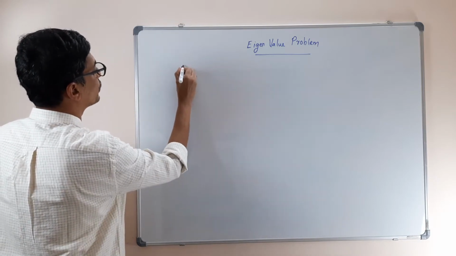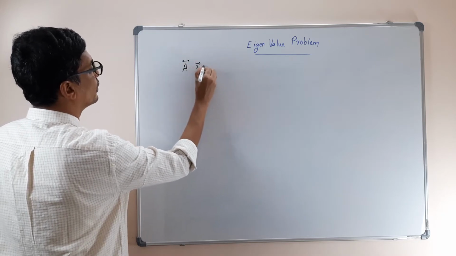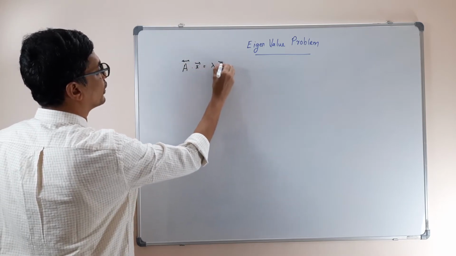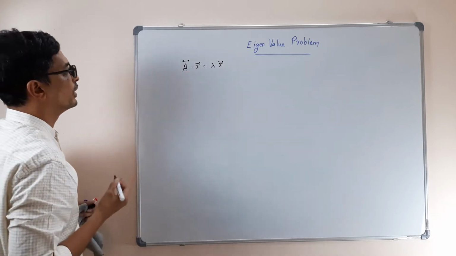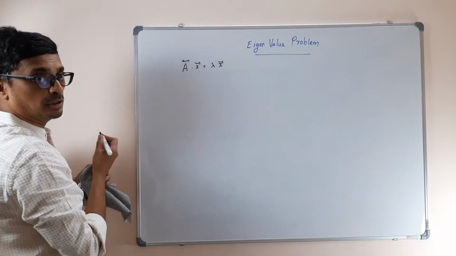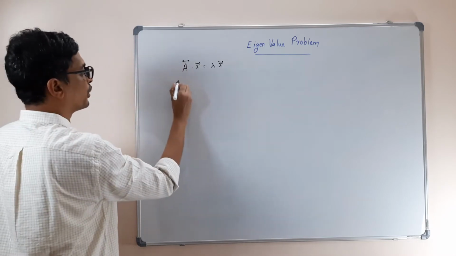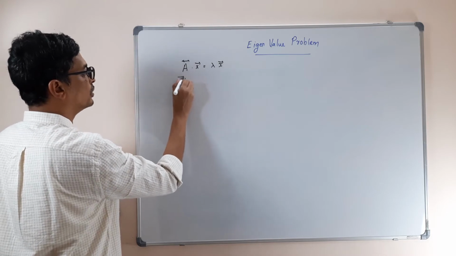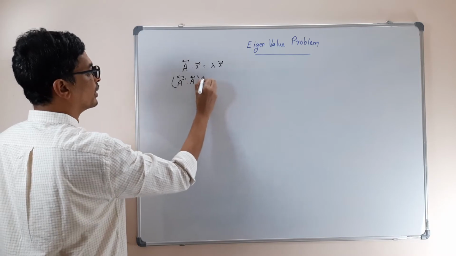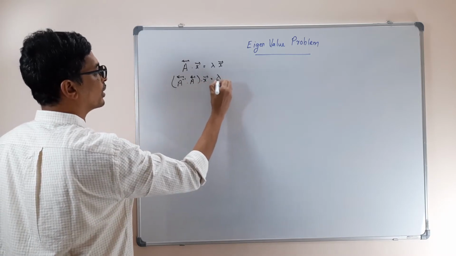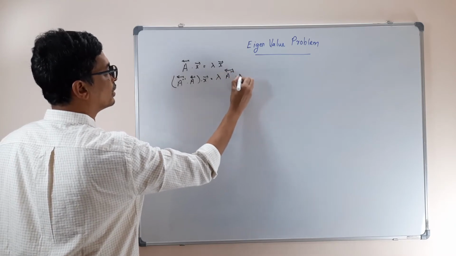Suppose the problem we are addressing is A·x = λx, where λ is the eigenvalue and x is the eigenvector. This is the problem we are dealing with. Let me take A inverse and multiply it from the left. So I am going to multiply A inverse with A, and let me take it as x. So this will be λ times A inverse·x.